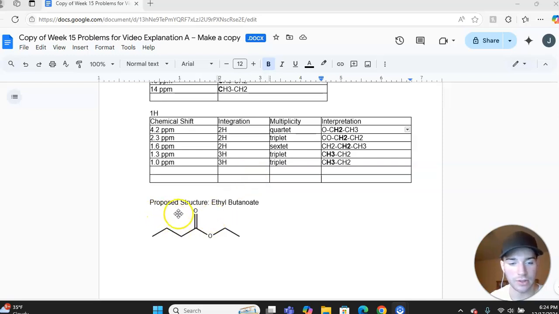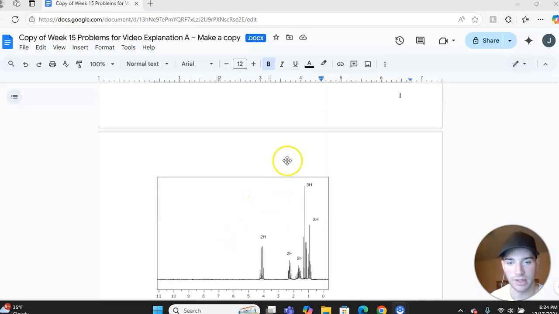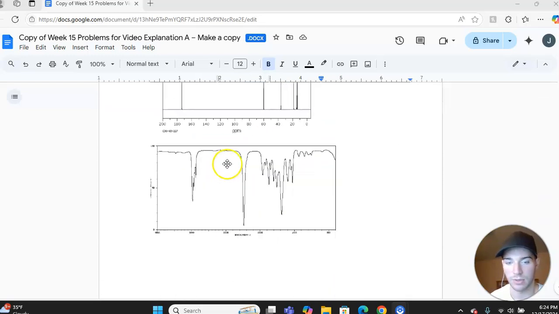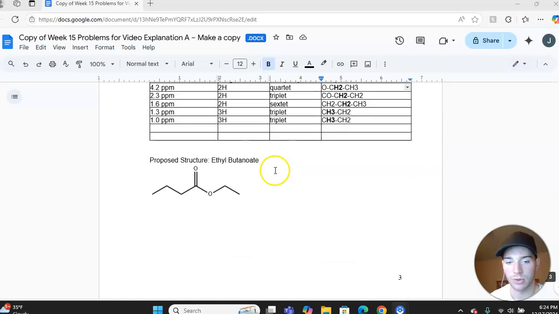So based on my analysis, I can say pretty positively that the spectrum that I'm given and the molecular formula I'm given line up to be ethyl butanoate.